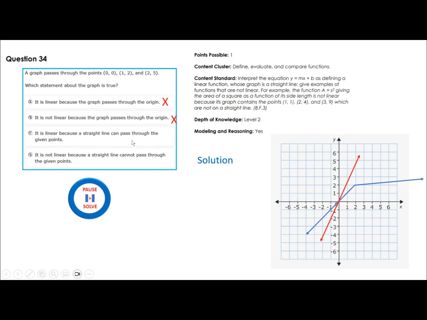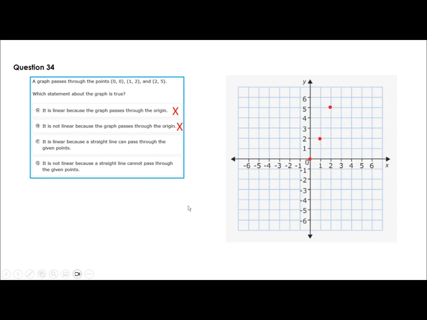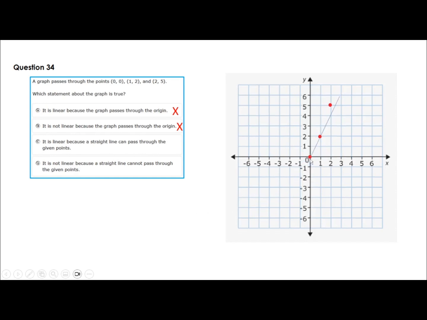We need to check these two now, okay? So I'm plotting the points, and then if I draw a line like this, it's not passing through the points, okay? It's not passing through the points. So it is a graph that passes through the point, okay.